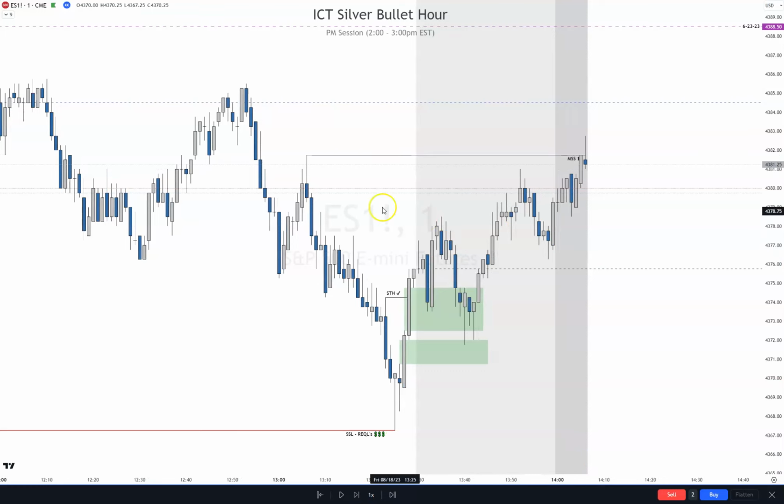Okay, so for me, that'd be the market structure shift. I'd like to see this swing high taken. Now I'm looking to go long. I'm also marking fair value gaps, so I see a fair value gap here. Okay, and from this swing low to this swing low, that's definitely in a discount. So if price trades down here, I'm going to go long.